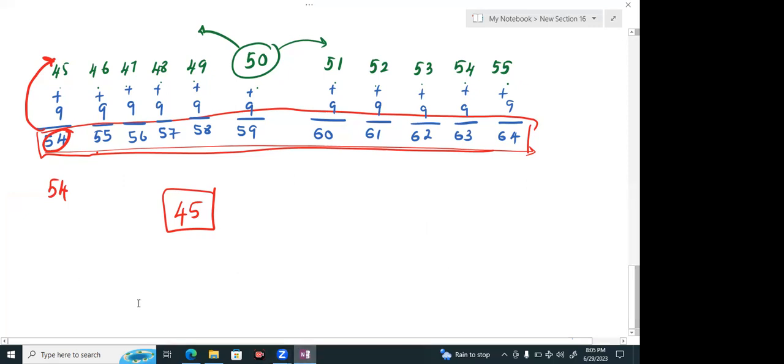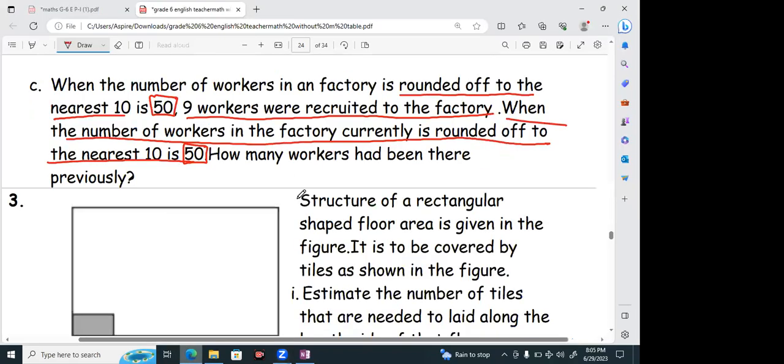Then after, move to the next question. Okay, move to the next question.